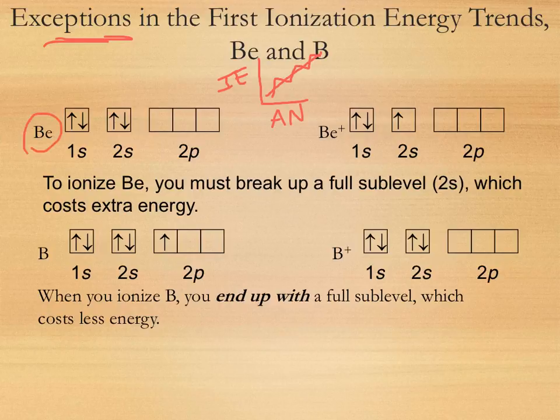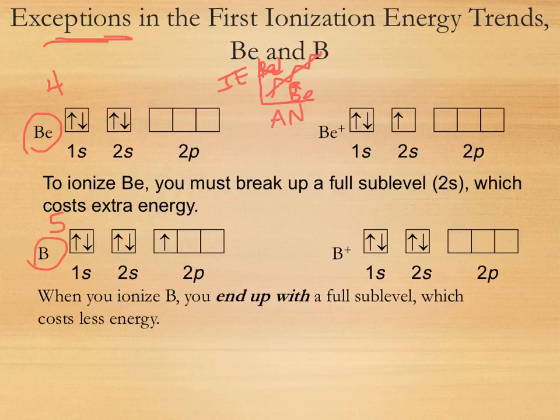Let's compare beryllium and boron. They are both in energy level 2. Beryllium is atomic number 4. Boron is atomic number 5. So they're both in the second energy level, or second period of the periodic table. But beryllium's ionization energy is higher than we expect. It's up here, a peak above the line. And boron's ionization energy, strangely enough, is easier or lower than we expect. So that accounts for the zigzag.